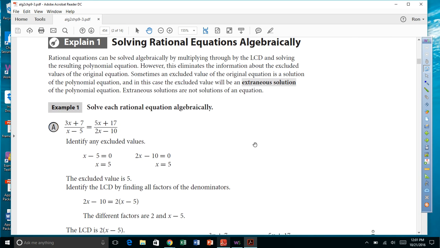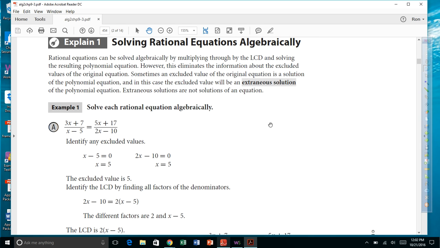Solving rational equations algebraically. Rational equations can be solved algebraically by multiplying through by the least common denominator and solving the resulting polynomial equation. However, this eliminates the information about the excluded values of the original equation.